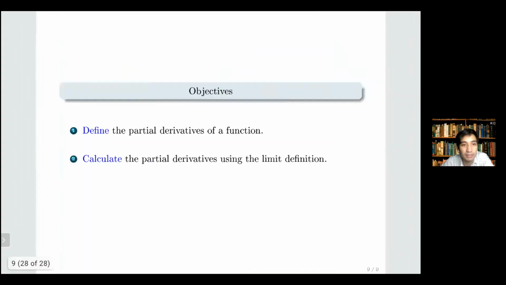So, just to summarize, in this first video, in a series of videos on partial derivatives, we defined what the partial derivative is of a function. So it's defined as a limit, okay? And we were able to calculate the partial derivatives of a particular example using this limit definition.